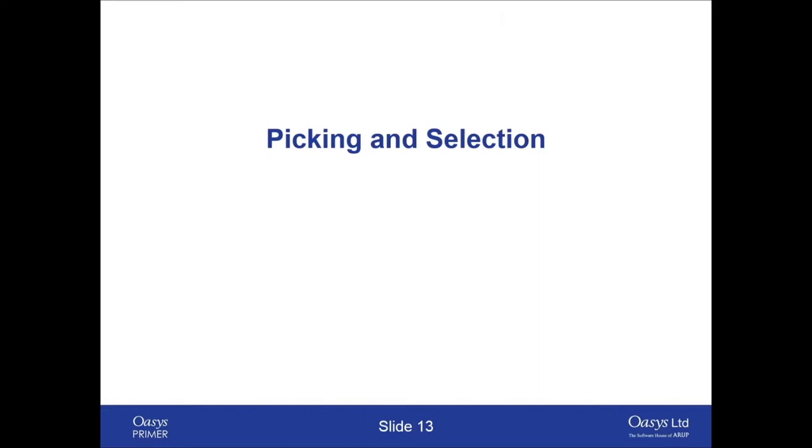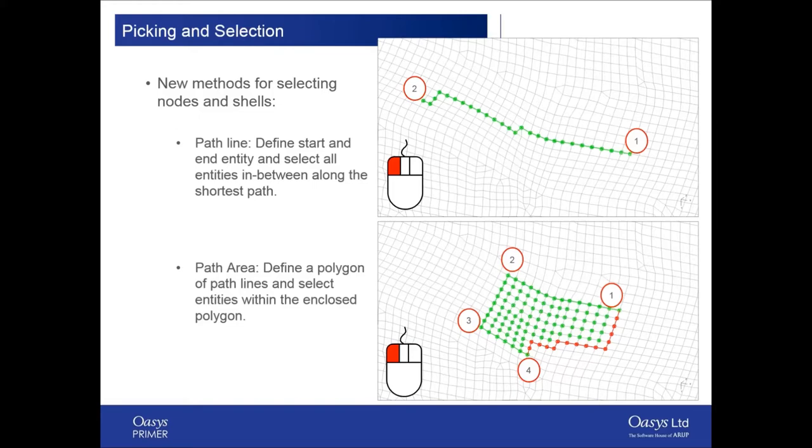Just to mention picking and selection. So this is just a couple of new methods for picking and selecting nodes and shells. So in the standard selection menu, say you're doing an operation in Primer, for example, orient, you might want to orient some nodes. In the selection panel under the viz options, there's these new options. One is called path line and one is called path area.